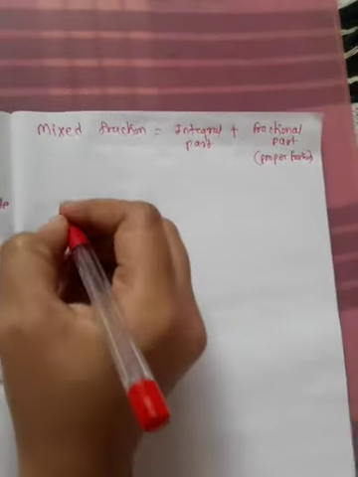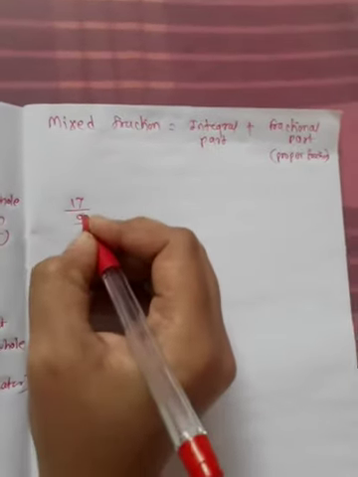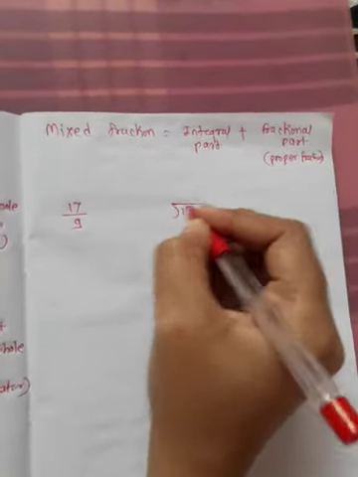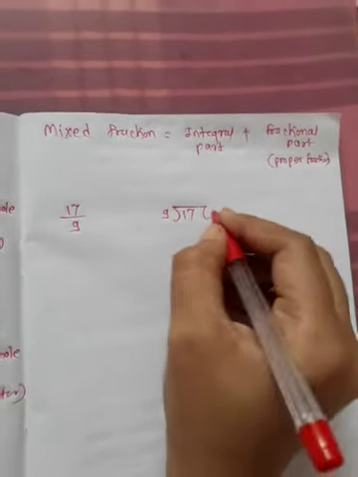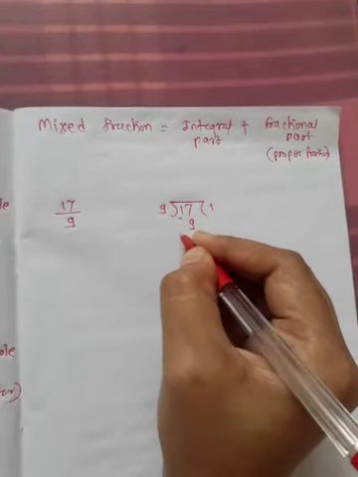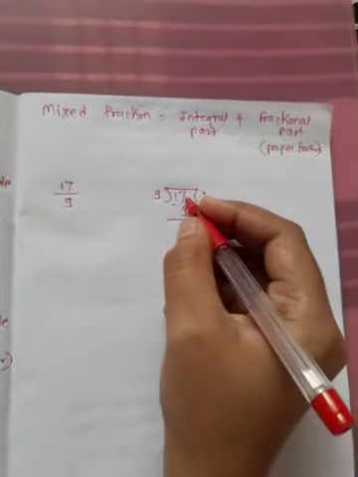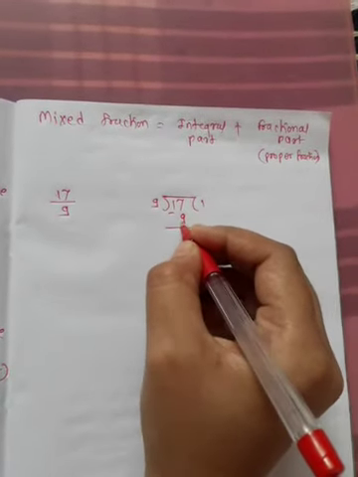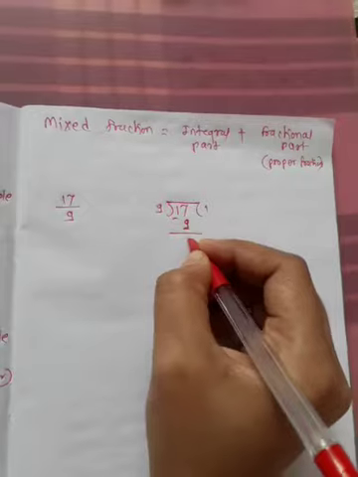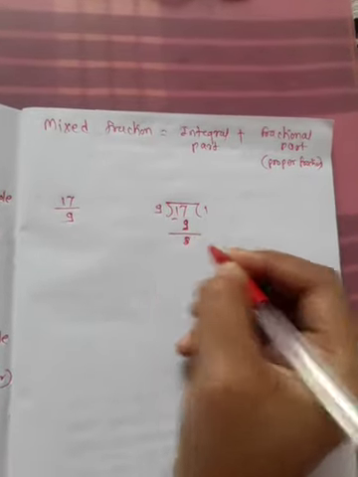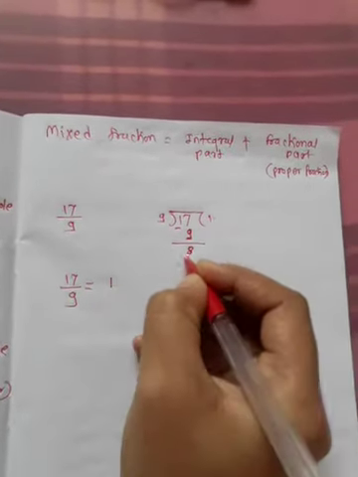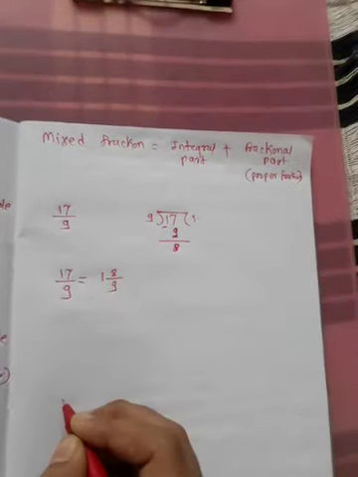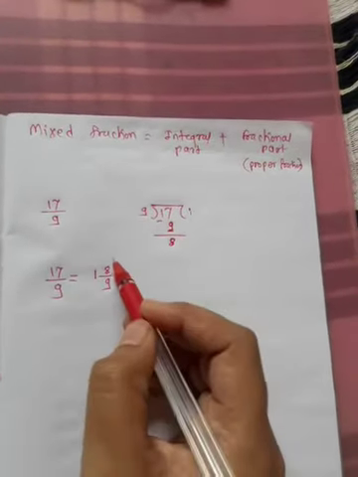Let's see what I have written here. We take another example, 17 by 9. What we will do, 17 divided by 9, so we will get 9 ones are 9, and what remains, 17 minus 9, we get 8. Okay, so we can write 17 by 9 as 1 8 by 9. So this is mixed fraction.